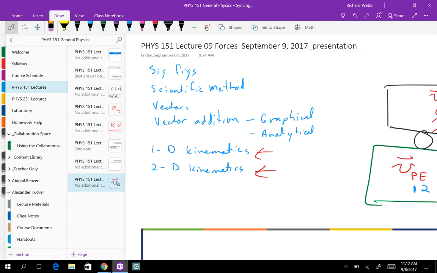Okay. Because I think this is kind of important, especially as we're preparing for the first test. By a show of hands, how many people do not have access to OneNote? Okay, so just the one. Okay, we will have to rectify that.